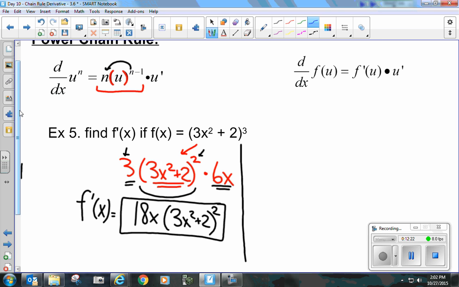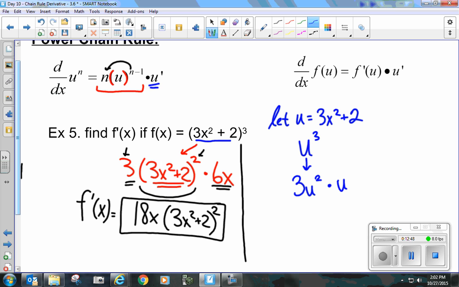They like to say, let u equal 3x squared plus 2. Okay? So now I've got u cubed, because that's what you're cubing, isn't it? 3x squared plus 2. If I were to take the derivative of this normally, wouldn't it just be 3u squared? But now I need to multiply it also by the derivative of u, times u prime. Well, if this is u right here, then u prime is what? What's the derivative of that?